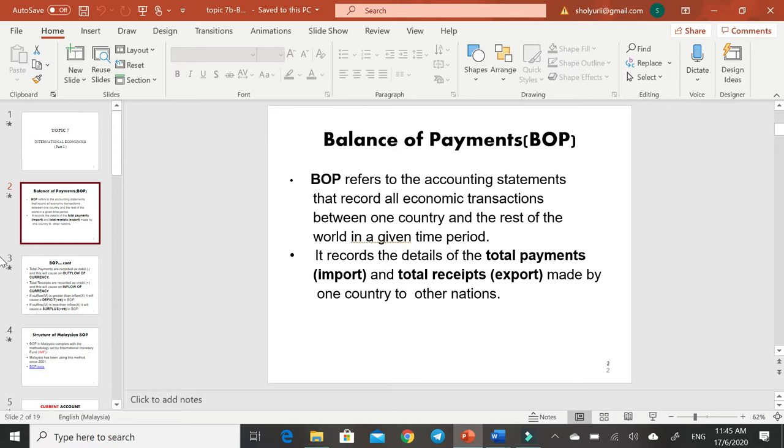And it will also record total receipt. Receipt tu what we get. So bila masa kita akan dapat pulangan, dapat duit when we export our goods outside. Okay, so total receipt means export made by one country to another nation. So bear in mind, okay, balance of payment only records the export and import of a country.